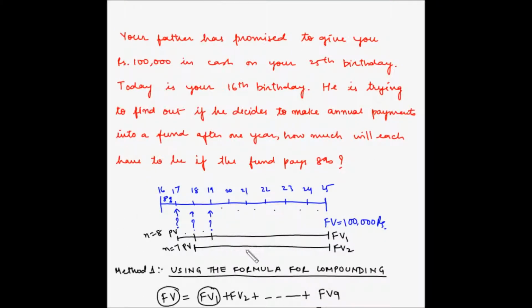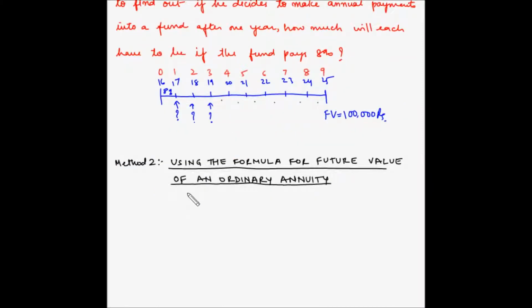Now let us look at the second method, which is to use the formula for future value of an ordinary annuity. So the second method is to use the formula for future value of an ordinary annuity. Now why did we consider this as equivalent to future value of an ordinary annuity? So let's understand this.